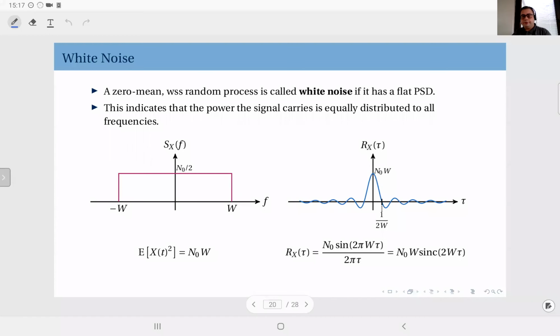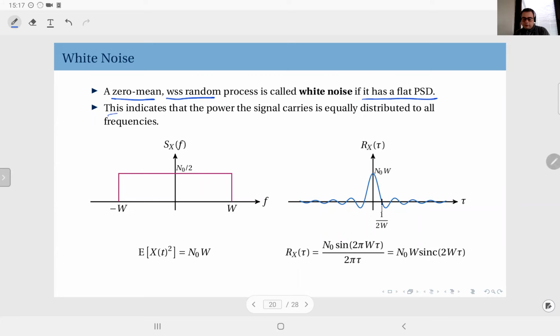Okay, next I'm going to define a very important concept called white noise. This is an important concept in many applications, not only in communications, but also in control theory and in detection and estimation problems. So a white noise is a zero mean, wide sense stationary random process if the random process has a flat PSD. Okay, what does that mean? A flat PSD means it has the same value for all frequency values.